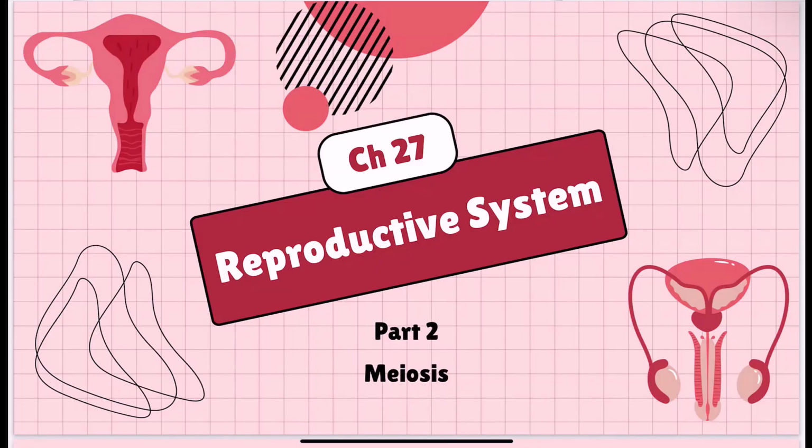Anatomists and physiologists. This video is part 2 of our reproductive series. This is all about meiosis. In the last video, we talked all about the anatomy of male and female reproductive systems, but this time we're going to talk about the process of how those gametes, those sperm cells and those egg cells, are actually produced.